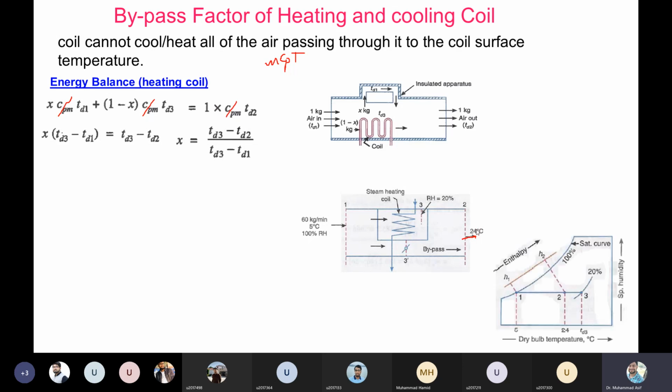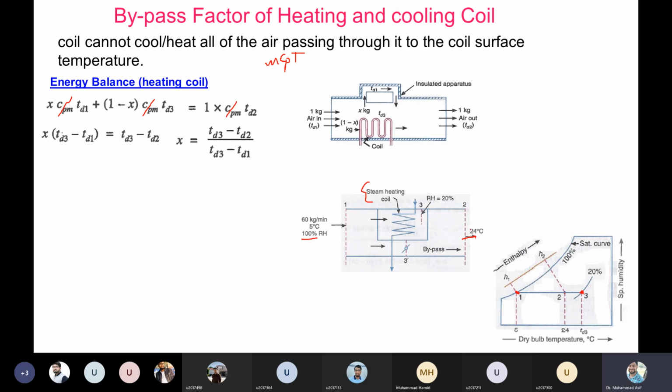Now we can draw this process on the psychrometric chart. This is the heating coil, right? Because we are using steam heating, the temperature of the coil is much higher. Let's say that's the temperature of the coil, and the inlet air is at 100% saturation. So this is on this 100% line, and the temperature is 5 degrees C. So we locate the inlet point, and since this is purely a heating process, that will be a horizontal line.